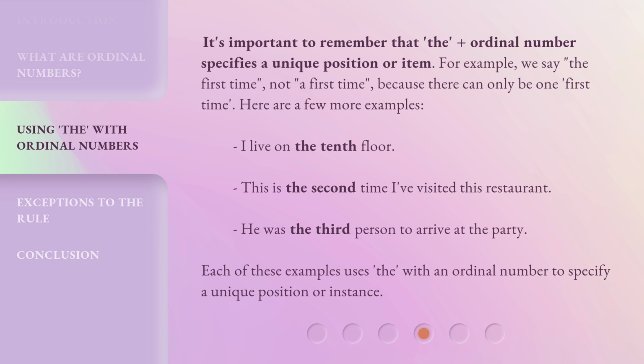Here are a few more examples. I live on the 10th floor. This is the second time I've visited this restaurant. He was the third person to arrive at the party. Each of these examples uses the with an ordinal number to specify a unique position or instance.